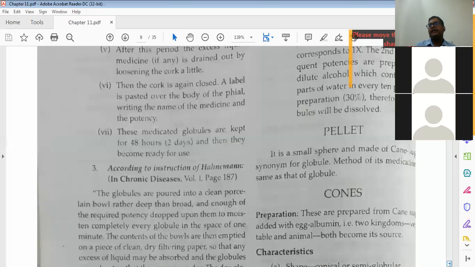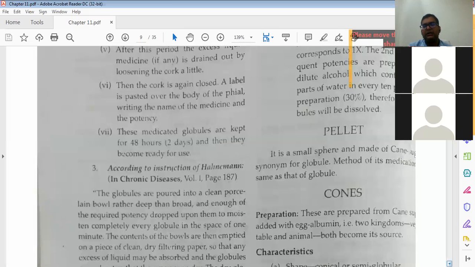How will you medicate? Large scale medication: you keep the quantity of globules you want to medicate in a bowl. You put some amount of that medicine, with its potency, and just mix it, and you can keep it in another bowl or box. But for a small quantity you have to use the vial.